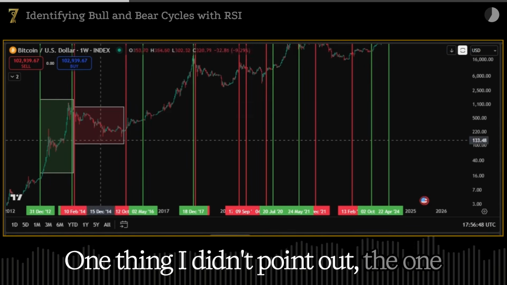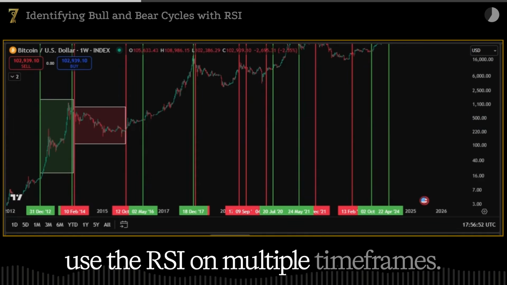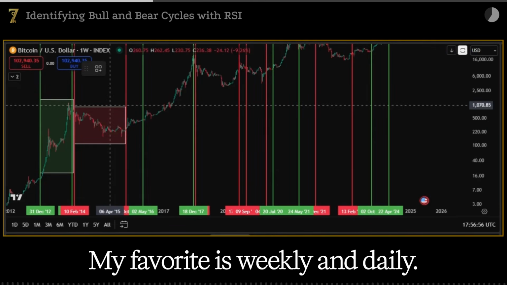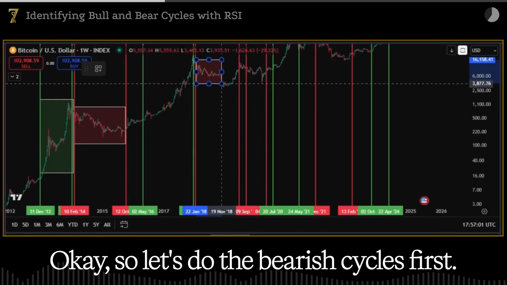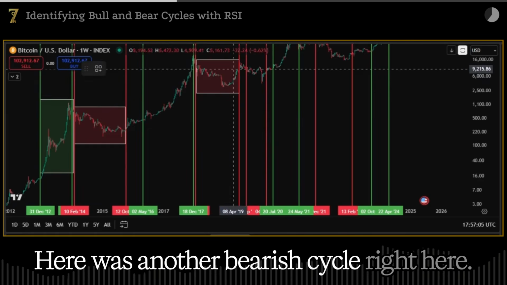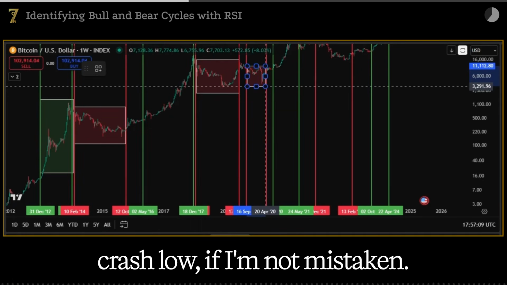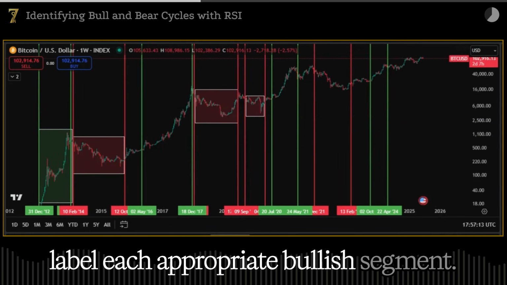One thing I didn't point out that you should know: I like to use the RSI on multiple time frames. My favorite is weekly and daily. So let's do the bear cycles first. There was a bear cycle there. Here was another bear cycle right here. This was actually our COVID crash low, if I'm not mistaken. Then we'll come back and label each appropriate bullish segment.